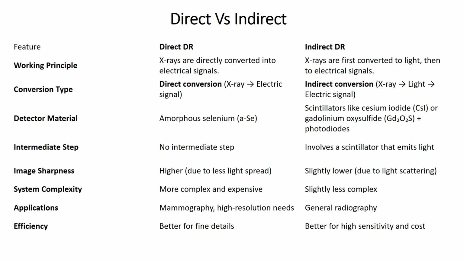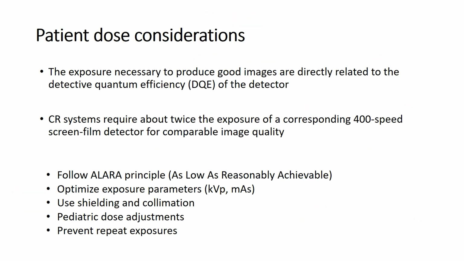As for application, direct radiography can be used for mammography, where high resolution is required. You can use it in small exotic animals. But indirect radiography you can use for general radiographic procedures. In terms of efficiency, direct radiography gives better and finer detail, while indirect digital radiography gives better high sensitivity and lower cost of radiography.